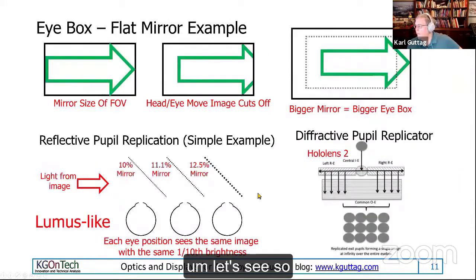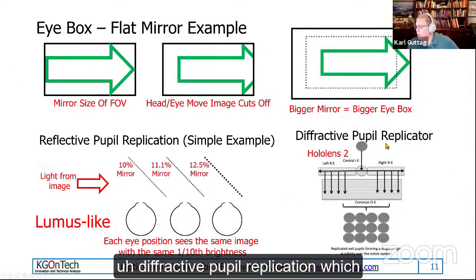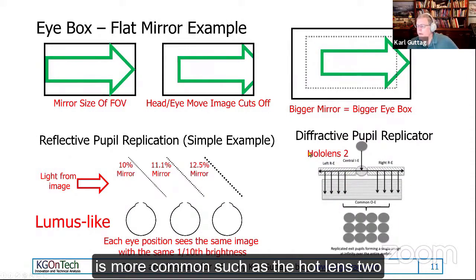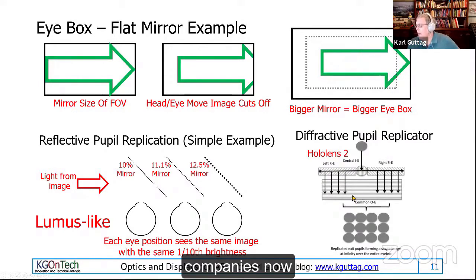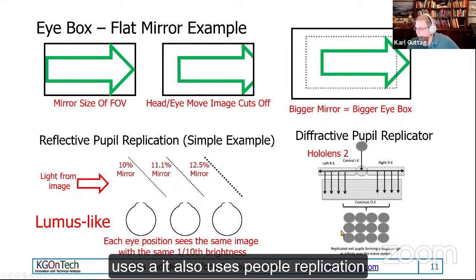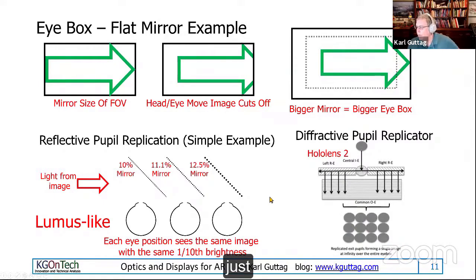Let's see. So diffractive pupil replication, which is more common, such as the HoloLens 2 and probably half a dozen to a dozen companies now, it also uses pupil replication, but on a more microscopic level. We'll just leave it at that.